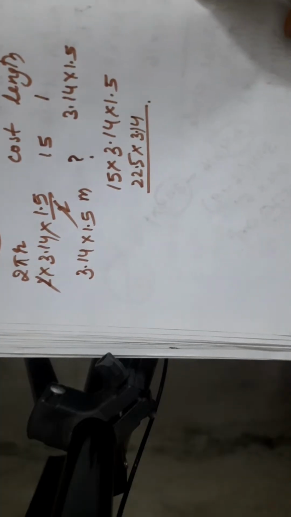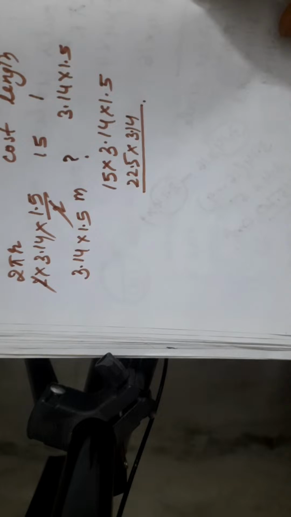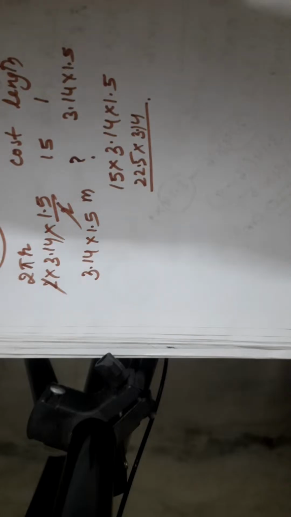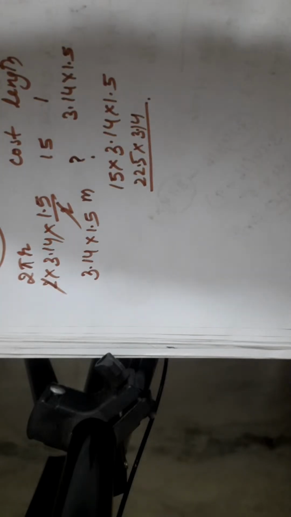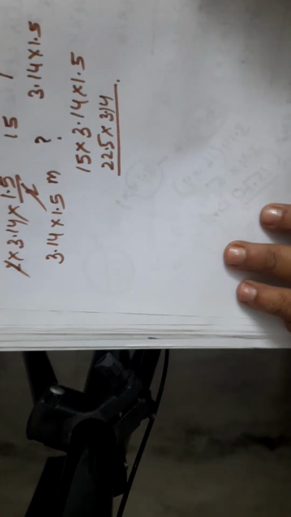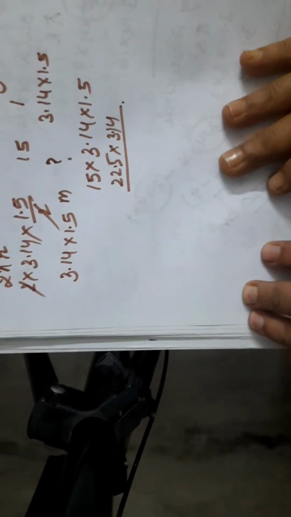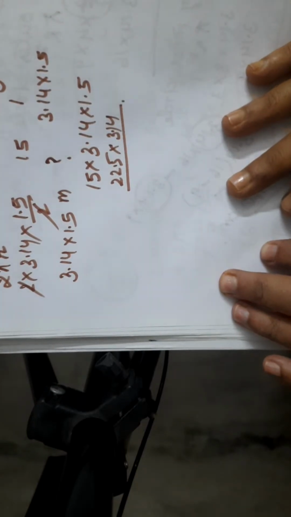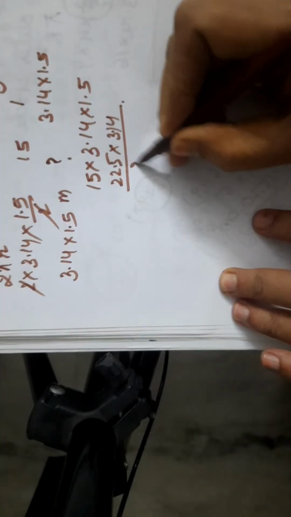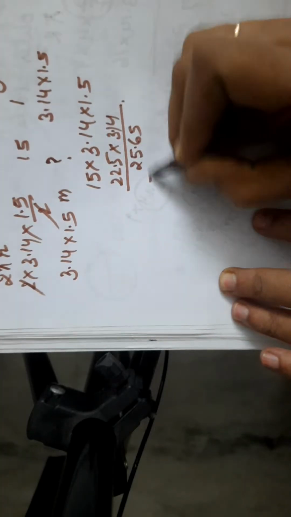Now the next question: find the perimeter of the adjoining figure which has a semicircle including its diameter. So yeah, this kind of question is very interesting. How are you going to find it out? Okay, 25.65. Good. 25.65 is the final answer.